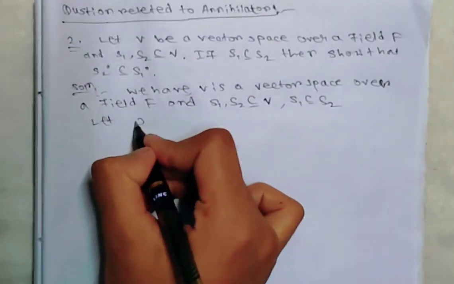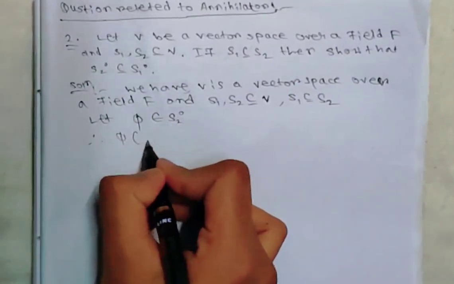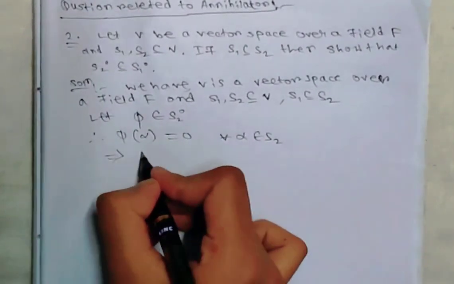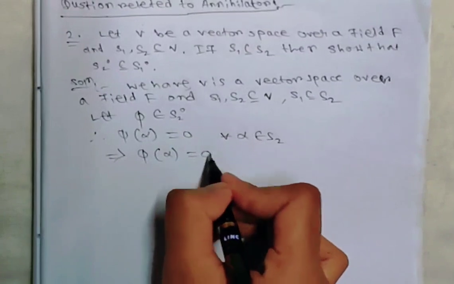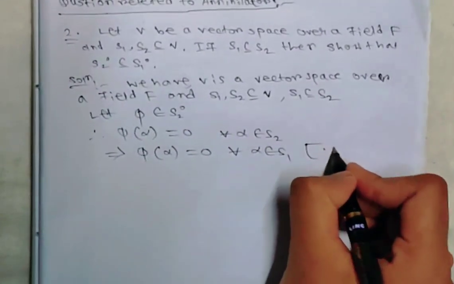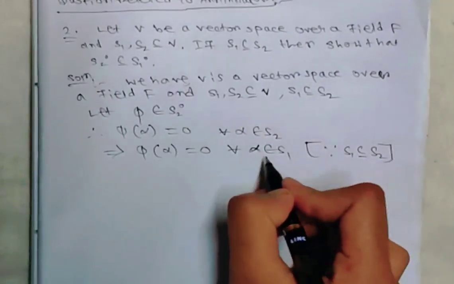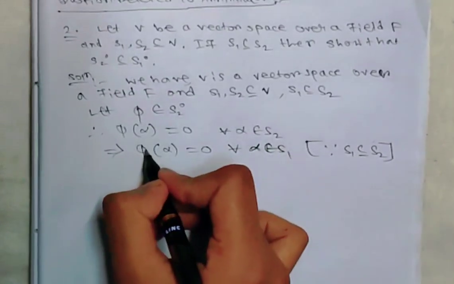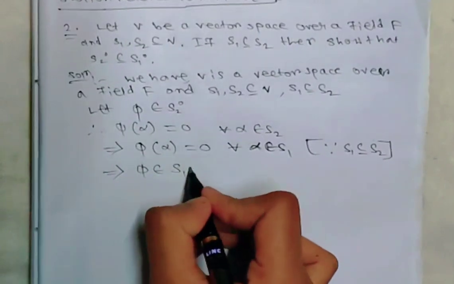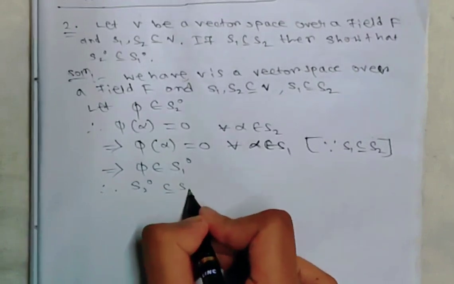Now let phi belong to S2 naught. Therefore phi of alpha equals 0 for all alpha belonging to S2. That implies phi of alpha equals 0 for all alpha belonging to S1, because S1 is contained in S2. So for alpha belonging to S1, phi of alpha equals 0 will hold. That implies phi belongs to S1 naught. Therefore S2 naught is contained in S1 naught.